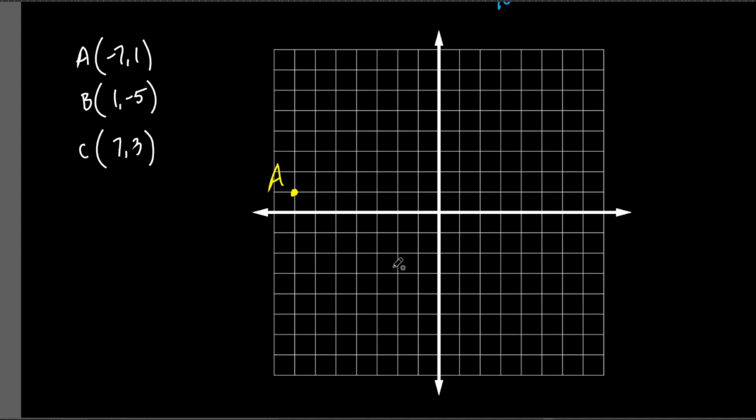Let's plot point B. So it's going to be 1, negative 5. So 1 in the x direction, negative 5. 1, 2, 3, 4, 5. Put a point right there. We'll call this B. Third point is 7, 3.